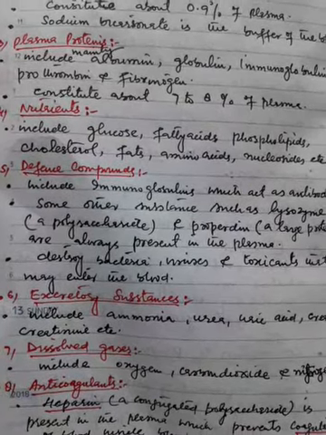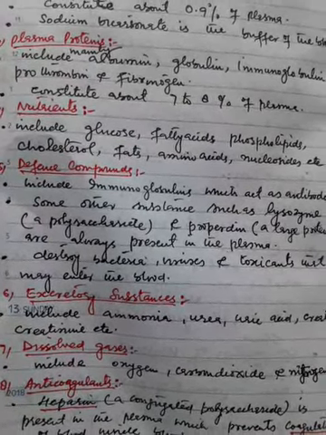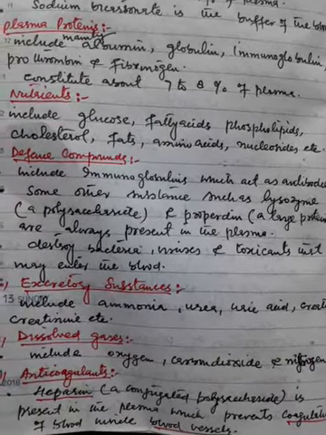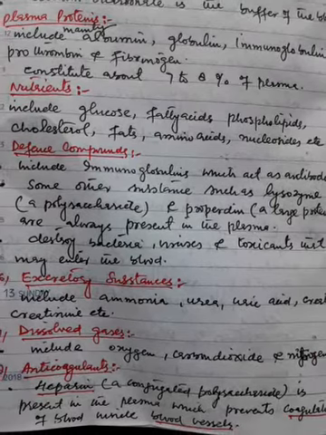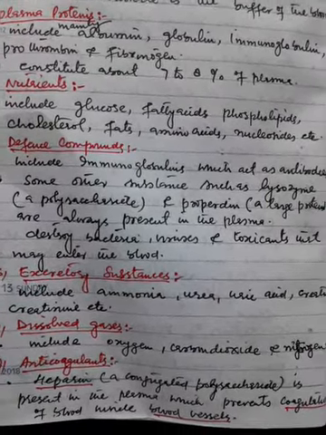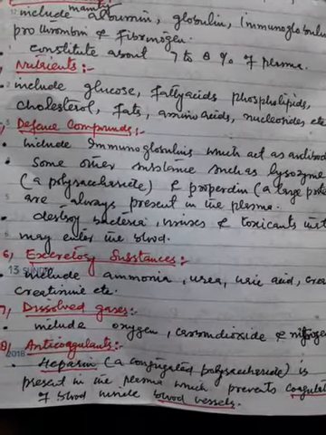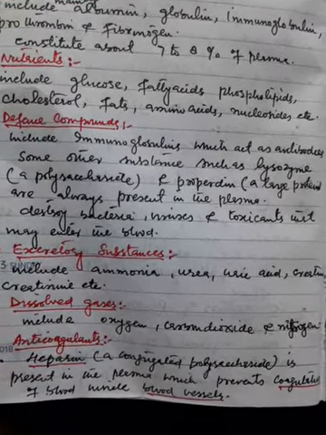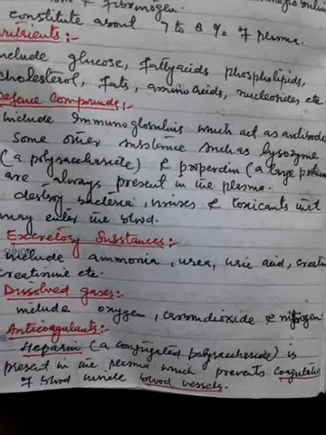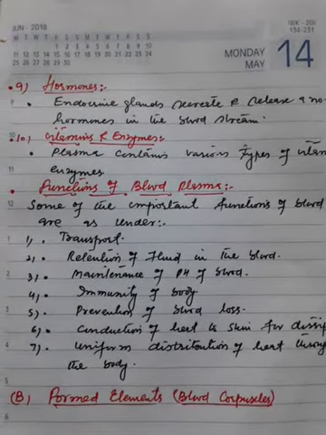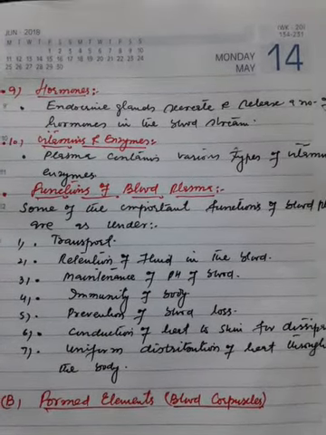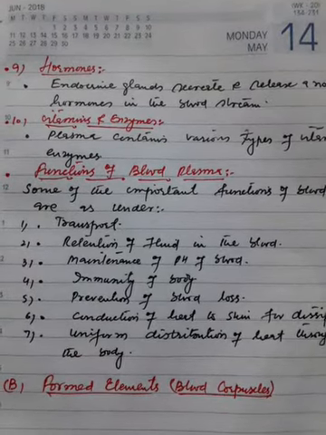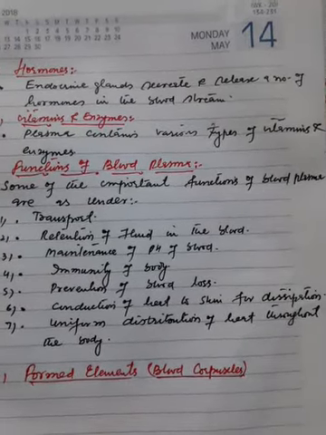Then the excretory substances. Excretory substances in the plasma include ammonia, urea, uric acid, creatinine, etc. Dissolved gases include oxygen, carbon dioxide, and nitrogen in the plasma. Anticoagulants: heparin, which is a conjugated polysaccharide, is present in the plasma, which prevents coagulation of blood inside blood vessels. Another component is hormones. Hormones are the chemicals which are secreted by endocrine glands. Endocrine glands secrete and release a number of hormones in the bloodstream. Vitamins and enzymes: plasma contains various types of vitamins and enzymes.